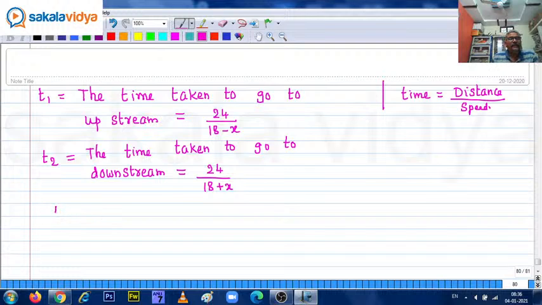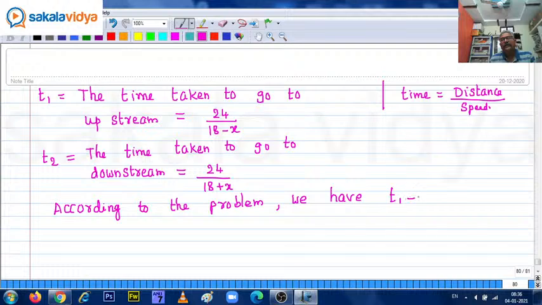Now we have, according to the problem, t1 minus t2 equals 1, or t1 is equal to 1 plus t2. So let us substitute. T1 equals 24 upon 18 minus x, minus 24 upon 18 plus x equals 1. So now you need to simplify this one.